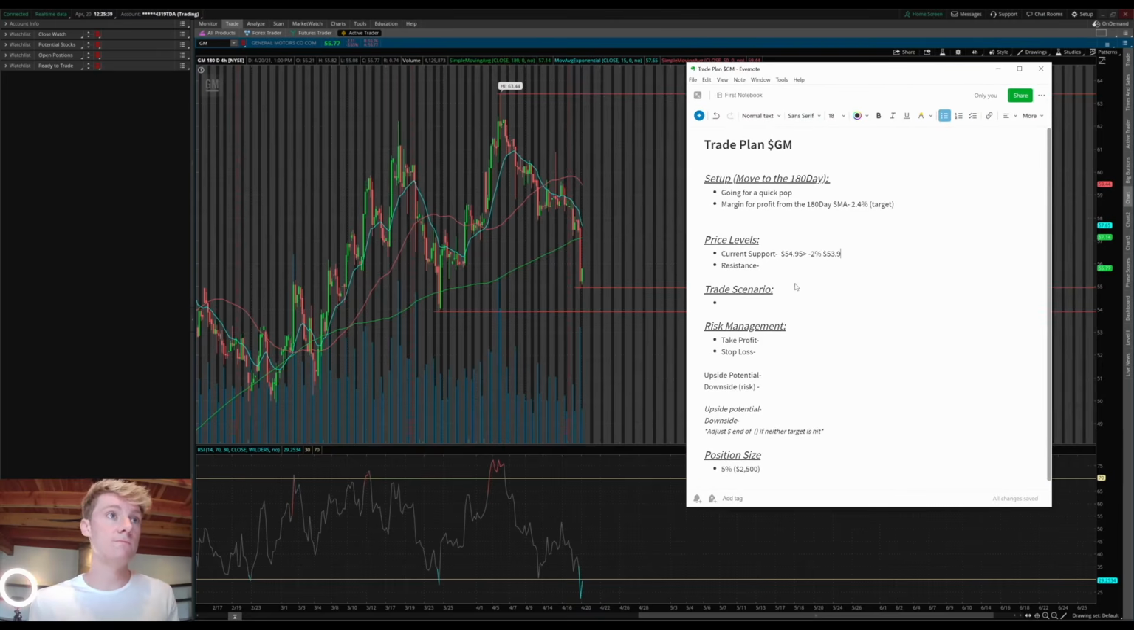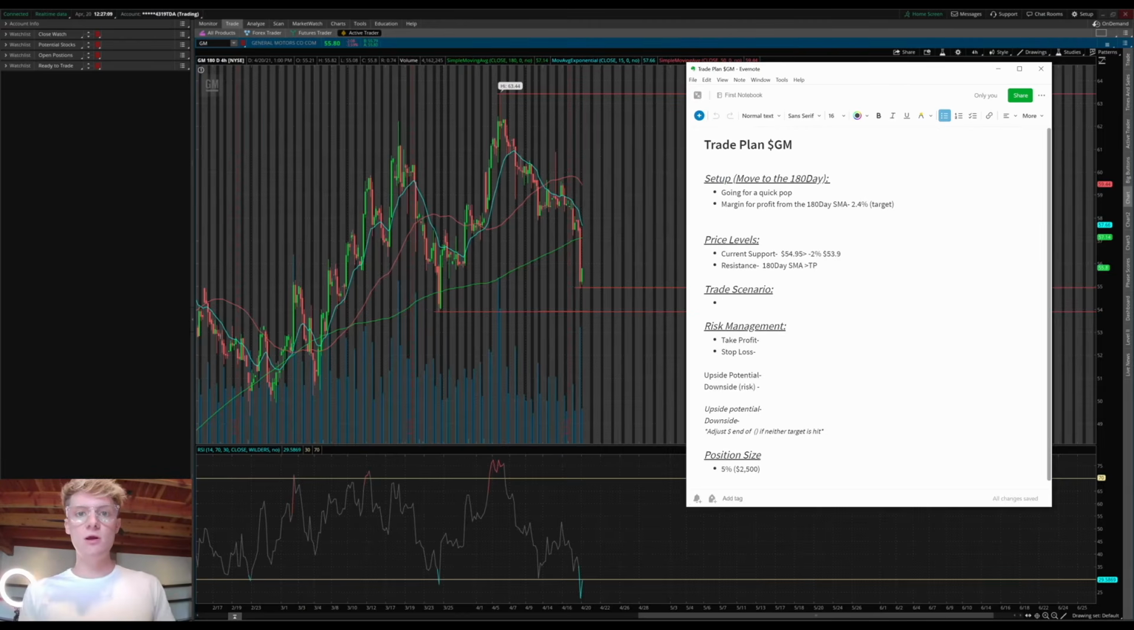Let me pull this up again. We've got resistance at the 180-day SMA. We're aware of our other moving averages, our 50-day and our 15-day, but those aren't going to play a role in this trade. They're way above where we're currently trading, so it doesn't matter. So the 180-day SMA is our resistance, and it's also our take profit. That's where we're going to be taking profit.